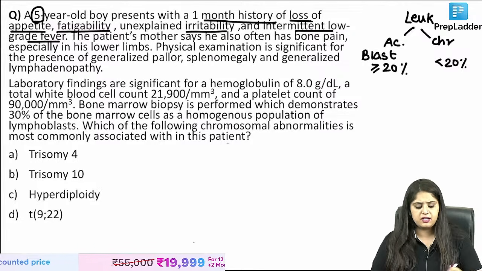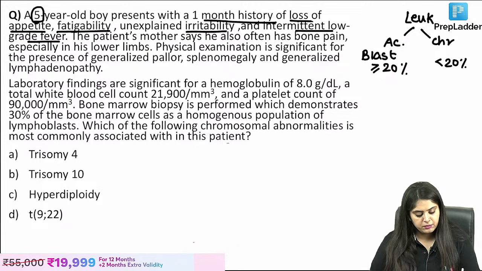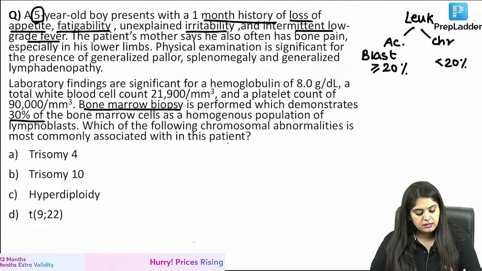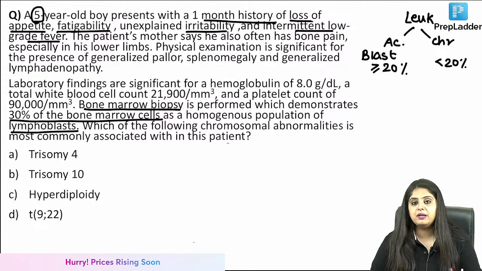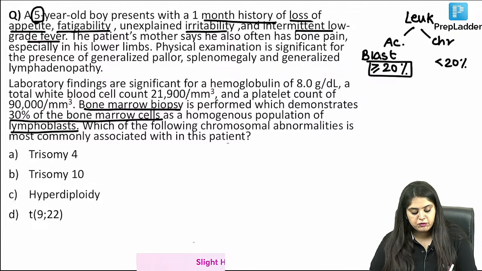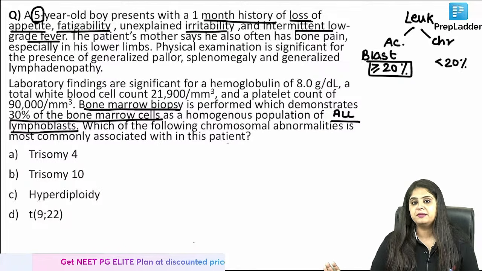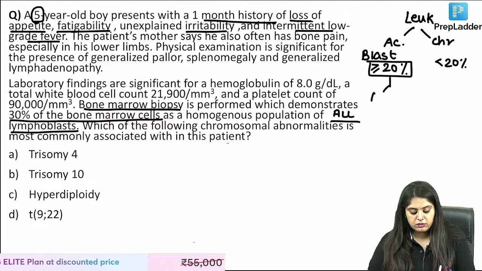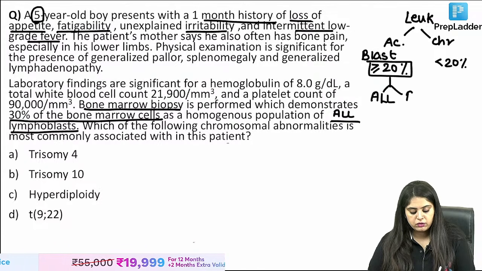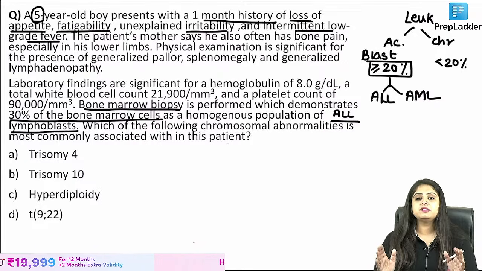If I skip the entire question and I say that there is a bone marrow showing 30% of the bone marrow as lymphoblast, more than 20% lymphoblast, the answer is ALL. It is acute lymphoblastic leukemia. So blast count is the first thing. Now whatever will be the acute leukemia, it could be ALL or it could be AML. Leukemias have a property. What is it?